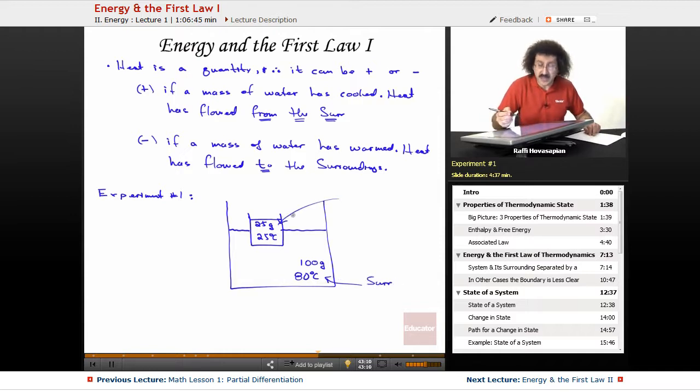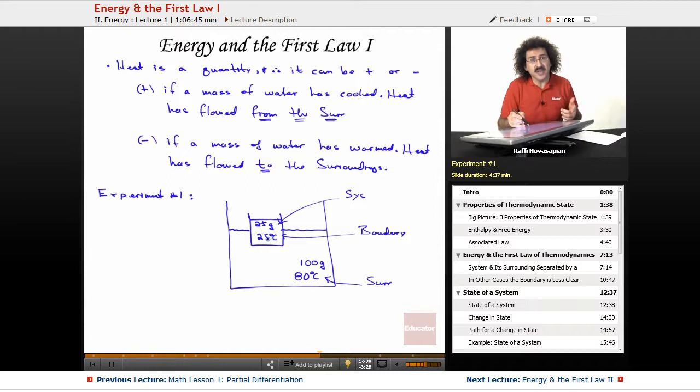The small beaker, the 25 grams of water, that's going to be our system. And the boundary is right there. It's going to be the glass of the small beaker. So we already know what's going to happen. Due to the temperature difference, the 80 degrees and the 25 degrees, heat is going to flow from a hotter region to a colder region. So heat is going to flow from the surroundings into the system. Let's see what goes on.